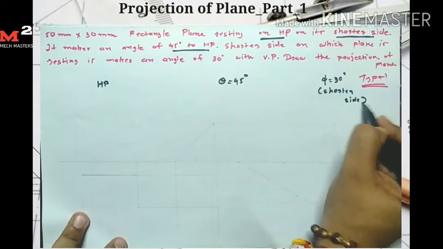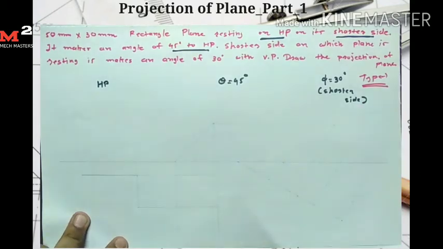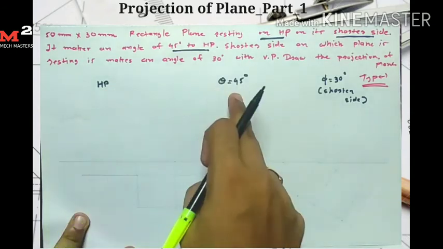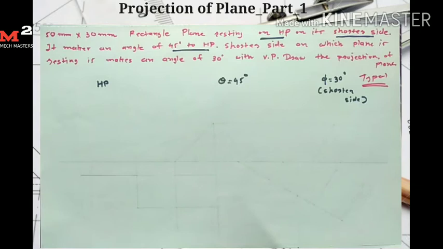So these are the important things. In every question we first write down these three things and draw 3 stages. First stage for HP, second for theta and third for phi. Now let's solve the problem.